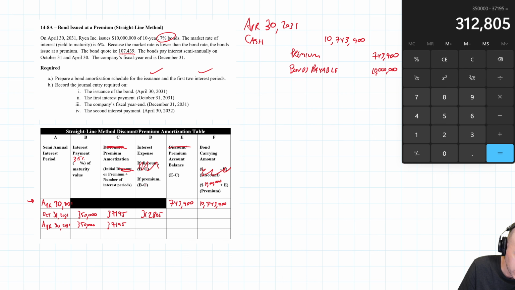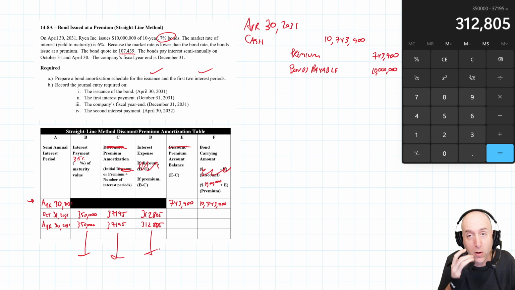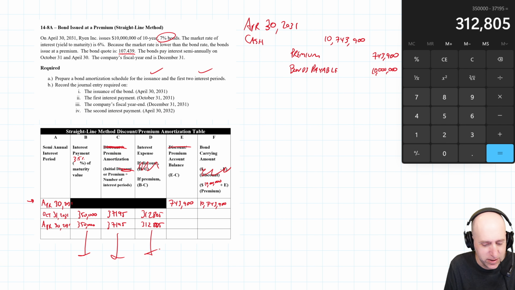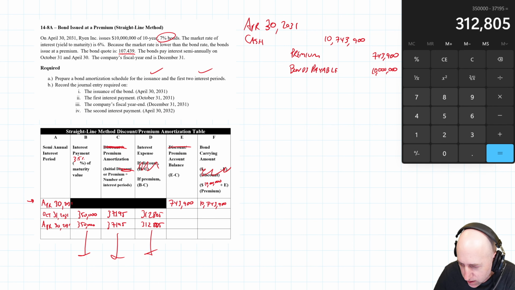This is just the same number. And then B minus C, it's the same B and the same C, so it's still $312,805. And what makes it straight line is this will be the same number for the whole thing, right? So that's easier. Certainly that's easier to deal with. Our discount or our premium account balance is E minus C, $743,900 minus $37,195.